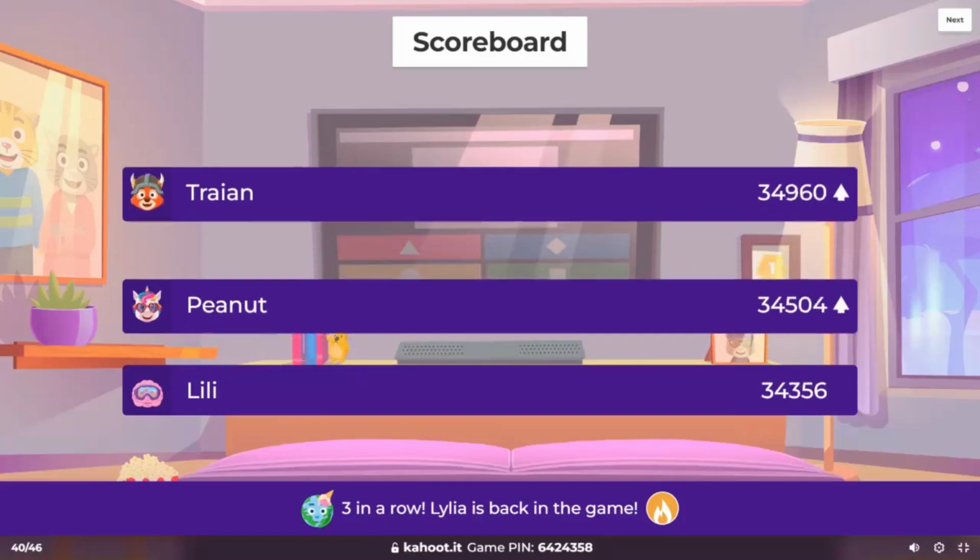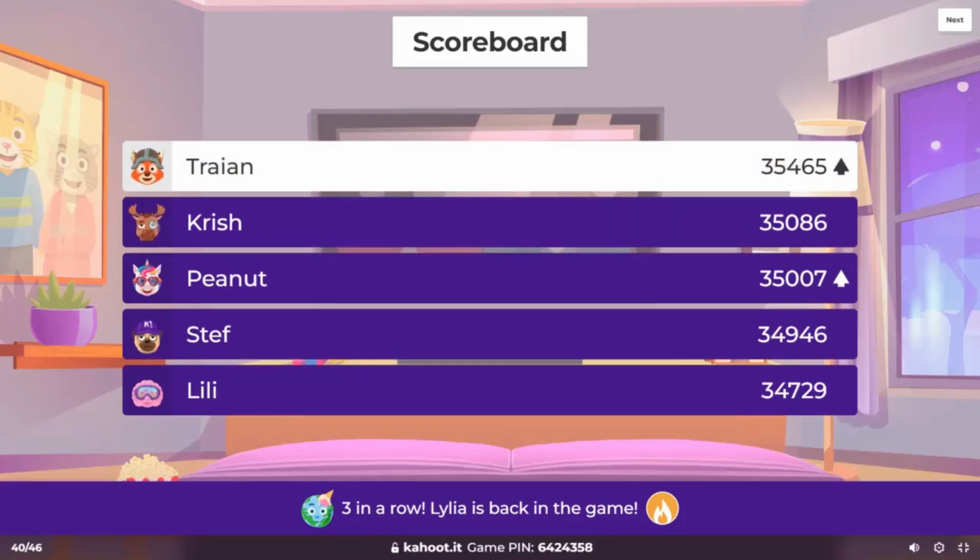Next one. Trayan is back at number 1. Round of applause, man. And he's leading by almost 400 points. So unless something happens, I think he might stay there. If he messes up, then he's going to lose that spot. We've got Trayan, Krish, Peanut, top 3. Steph, number 4. Lily, number 5. Lilia is back in the game 3 in a row, and she's on fire! She's on fire!